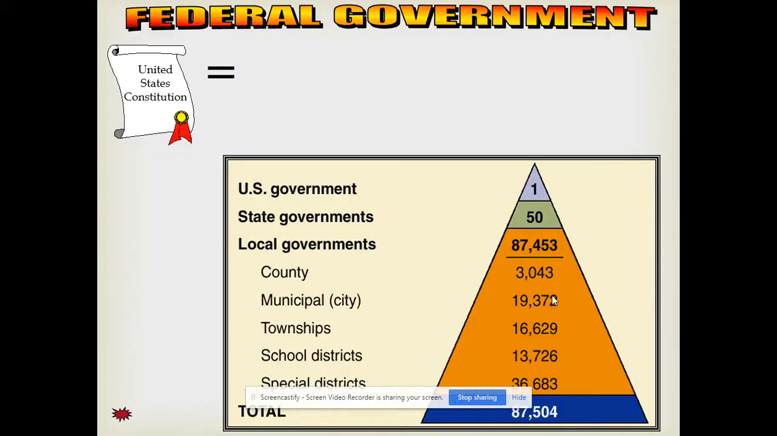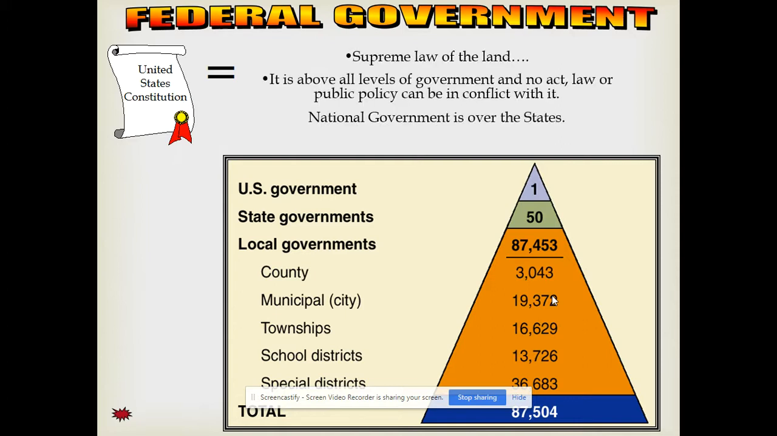So if you look right here, this is just a breakdown of federal government, state, local, county, city. This is just a made up number, but gives you an idea of the breakdown of the laws of the land and so forth.